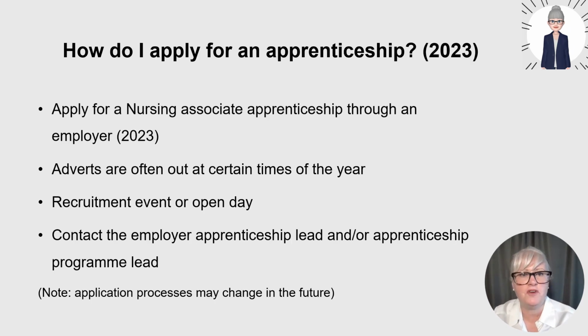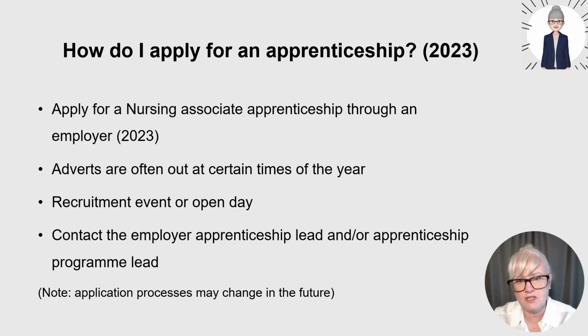So how do you apply for an apprenticeship? At the moment, in 2023, you apply for a nursing associate apprenticeship through an employer, and you'll see apprenticeships advertised locally or nationally. You apply as you would for any job through this employer. There'll be a job description and a person specification relating to the apprenticeship that's being offered on the advert. And you'll notice that adverts are often out at certain times of the year. They're not out every month. So for example, an employer or a university may have a recruitment event or an open day promoting their nursing apprenticeships.